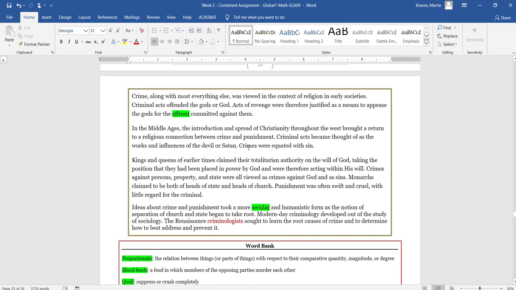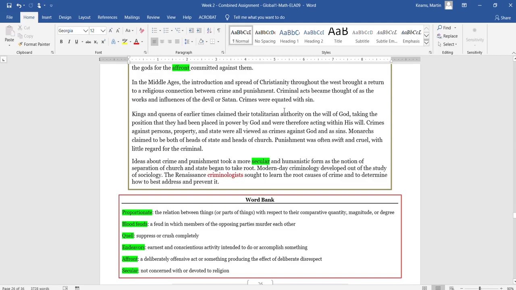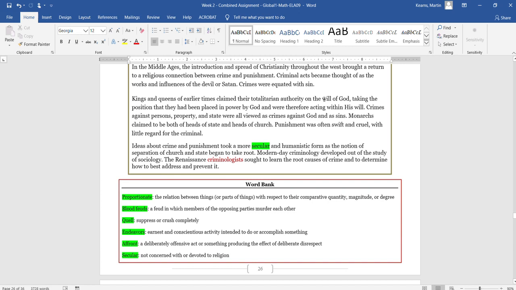Crime, along with most everything else, was viewed in the context of religion in early societies. Criminal acts offended the gods or God. Acts of revenge were therefore justified as a means to appease the gods for the affront committed against them. In the Middle Ages, the introduction and spread of Christianity throughout the West brought a return to a religious connection between crime and punishment. Criminal acts became thought of as works and influences of the devil or Satan. Crimes were equated with sin.